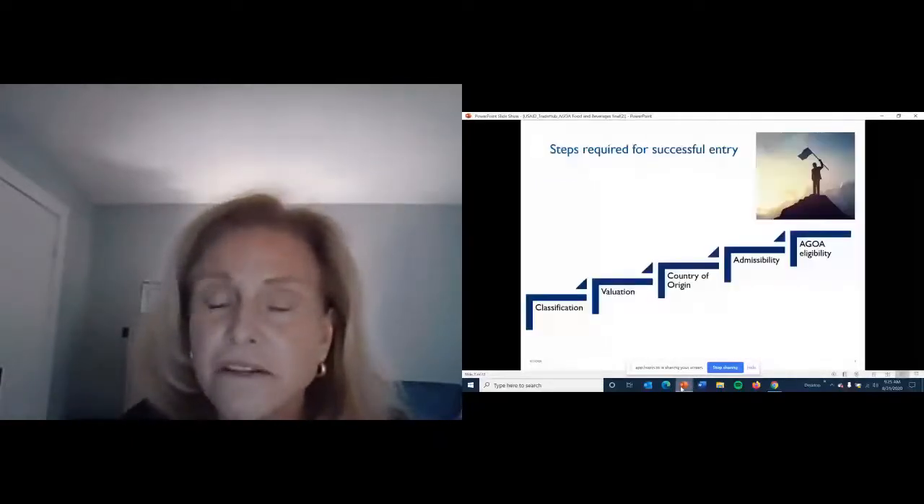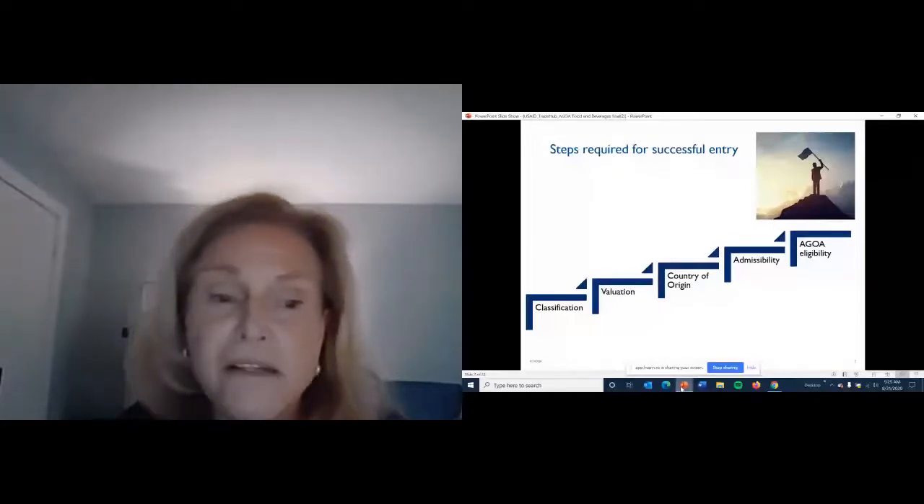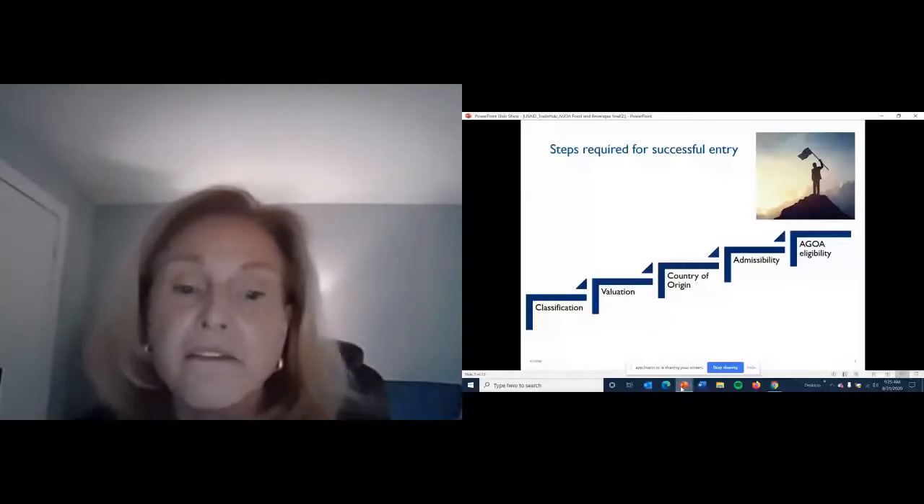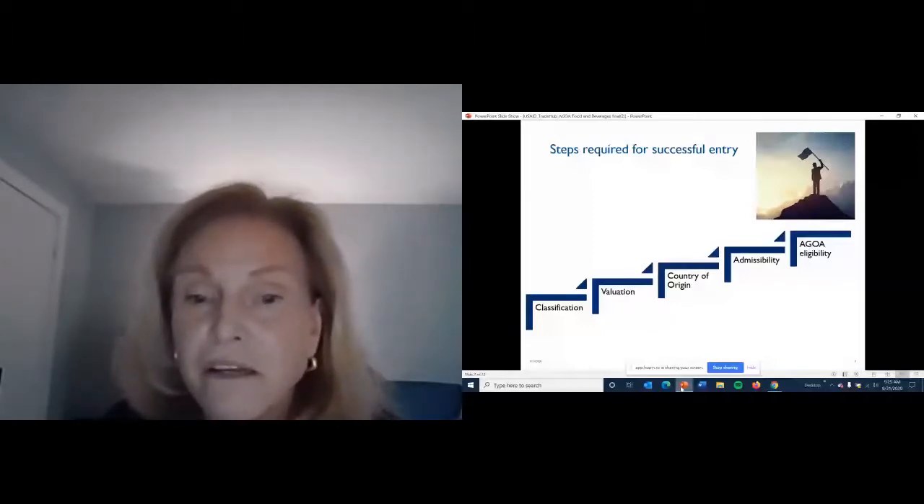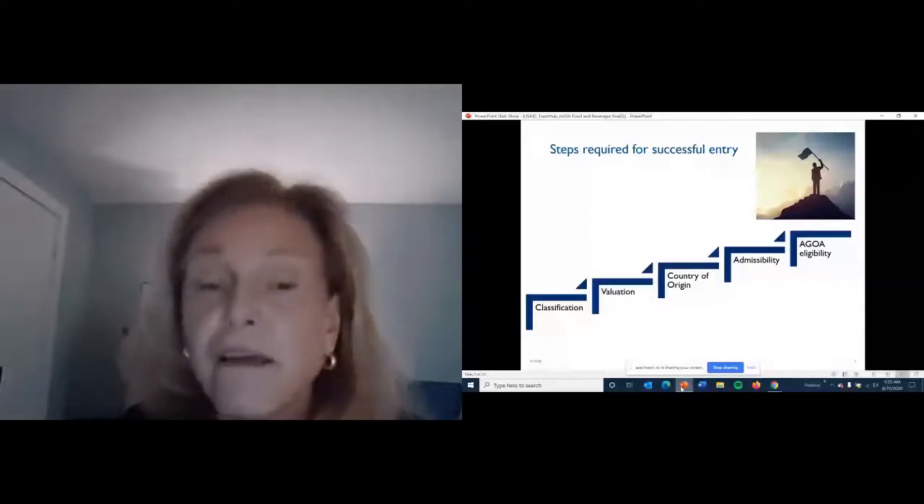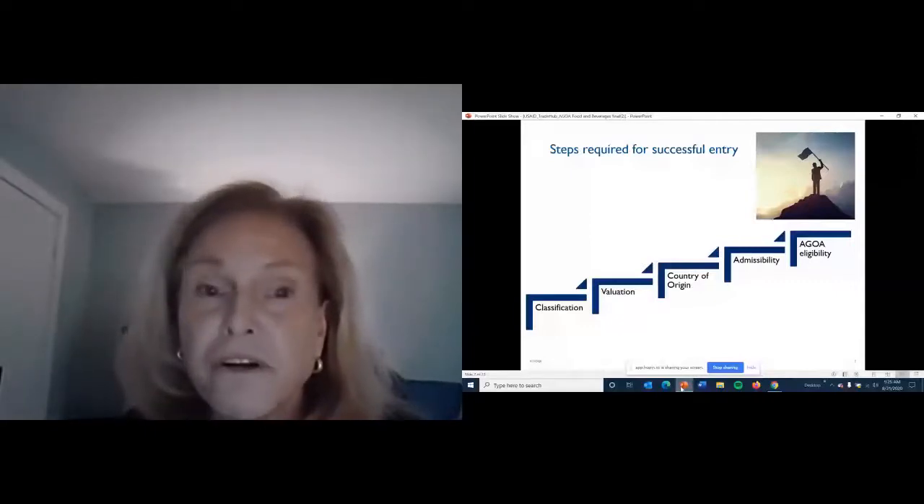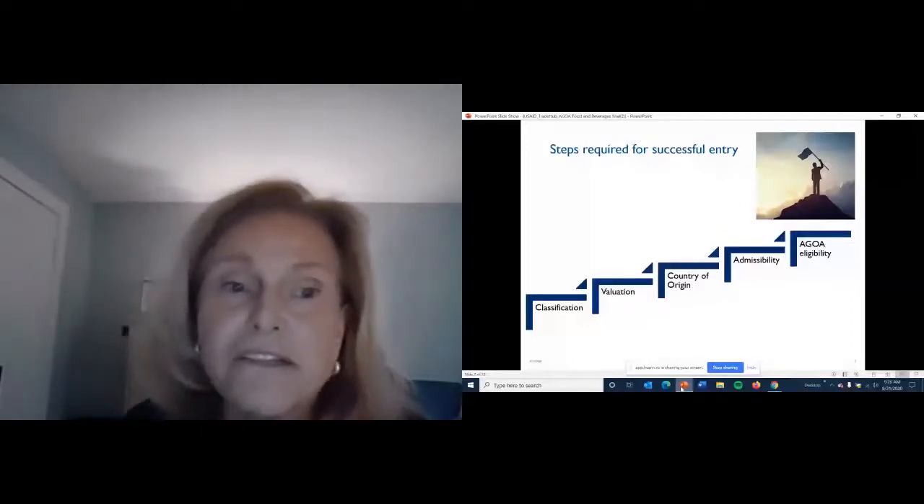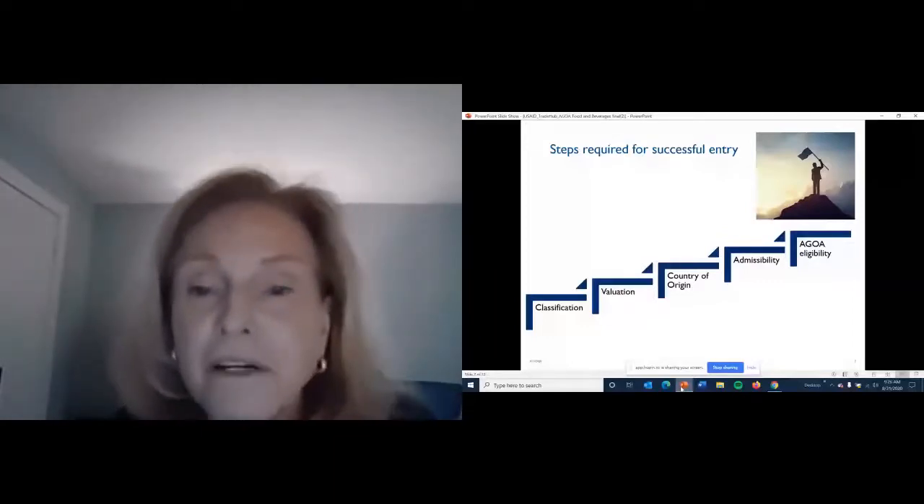These are the steps for entering the US. First, you need to determine classification, then the value of the products, then the country of origin, then whether they are admissible, and finally, whether they are eligible for AGOA. This classification is very important. It'll help you to determine the rate of duty.